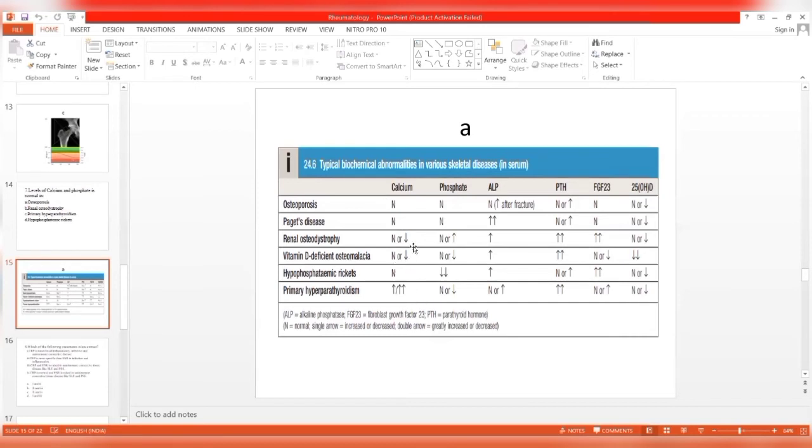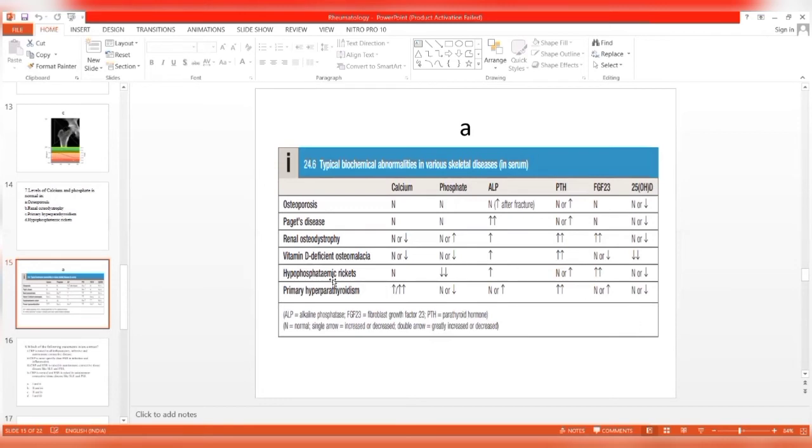Calcium is normal or reduced. Why? Vitamin D is an important thing. It acts as an enzyme for the absorption of calcium from the gut. So when there is reduced vitamin D, what happens? There is a chance of reduction of calcium. Phosphate also has a chance of reduction, and ALP is slightly increased.